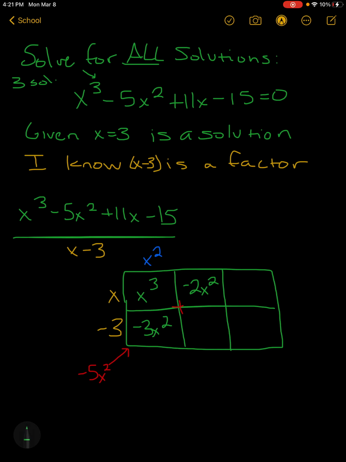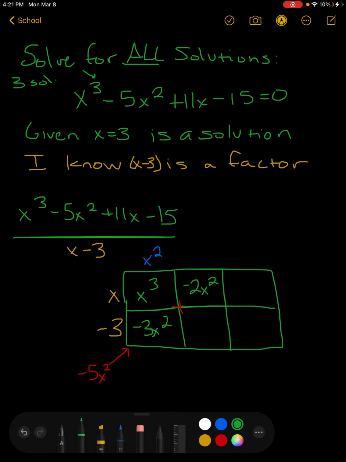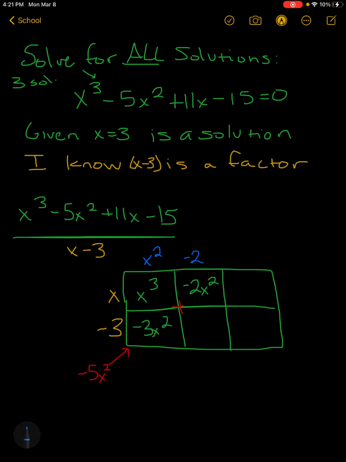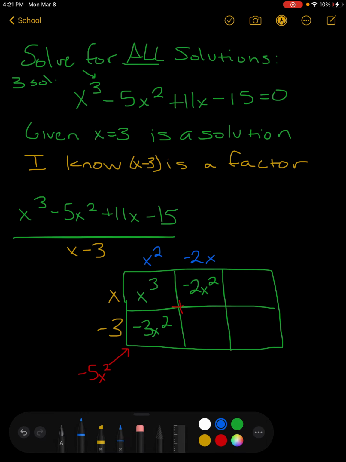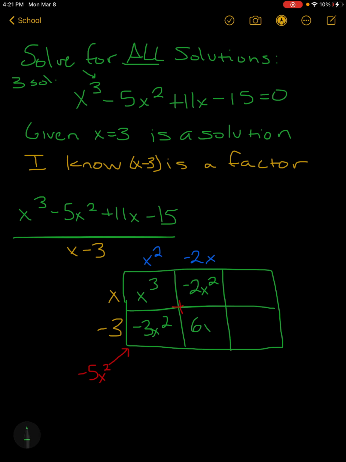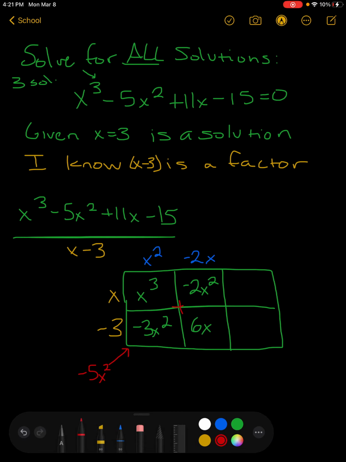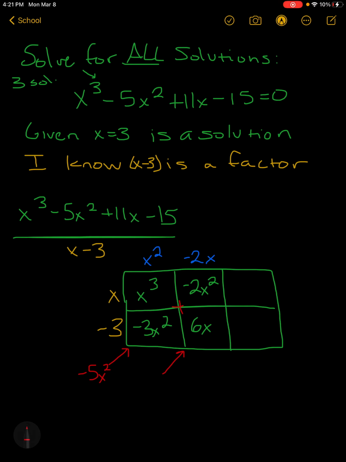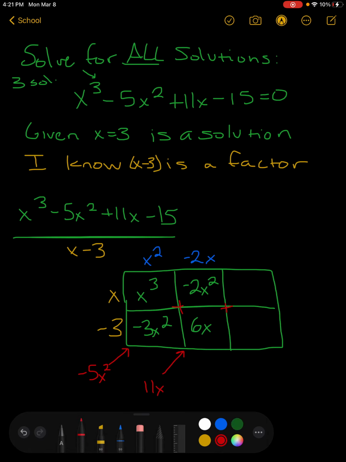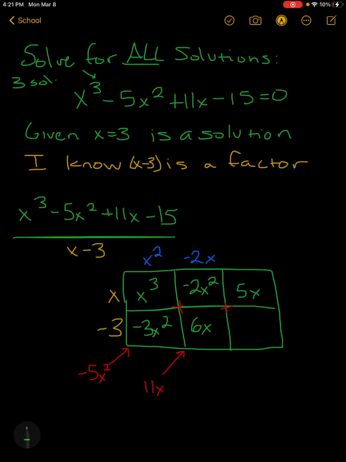So using negative 2x squared, what was multiplied? Well, if I started with x and I multiplied to get negative 2x squared, I would have had to multiply by a negative 2 and an x, so negative 2x. Negative 2x times negative 3 is going to give me 6x for this box. And again, I have to figure out what's happening on my diagonal. On the diagonal, it's going to be the sum of 6x plus something, and that something needs to total 11x. Well, 6x plus 5x, that's going to get me my 11x.